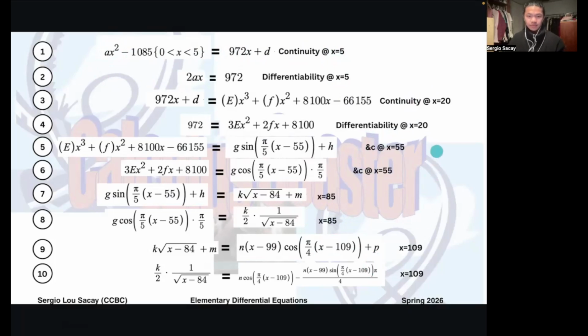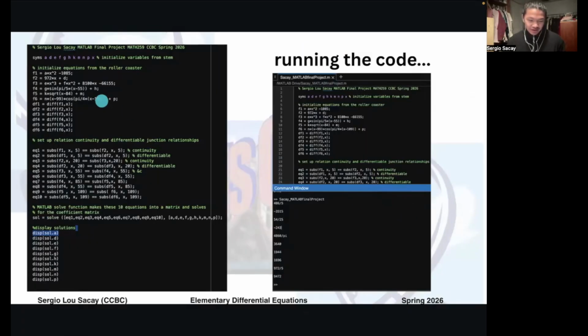All right, here we go. Instead of doing all the algebra by hand, we can put everything into MATLAB and solve for the constants. It's pretty cool. These are all the equations that I listed before.